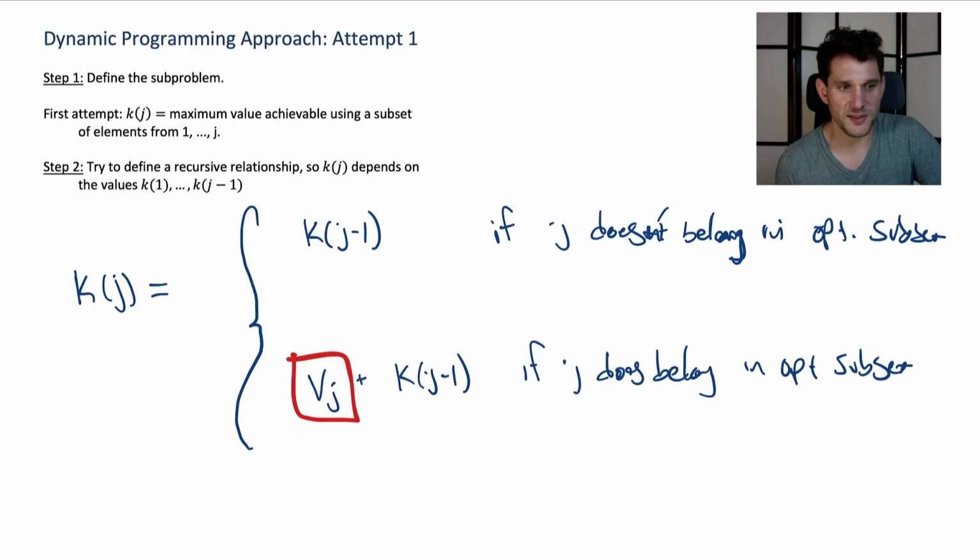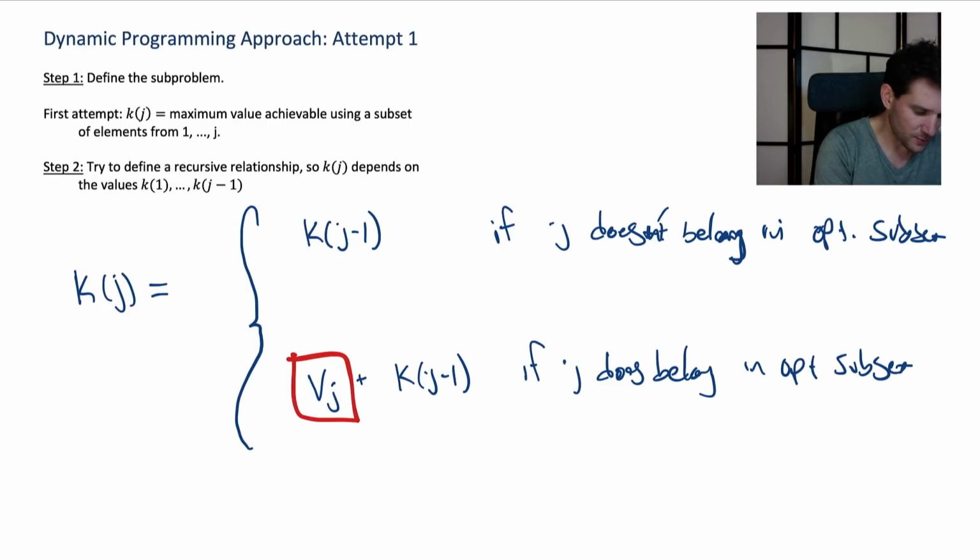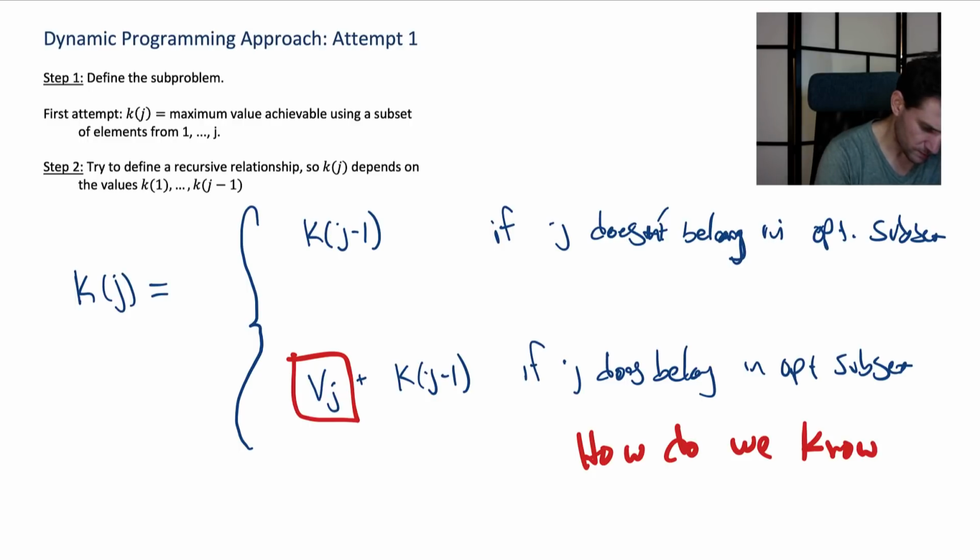The problem with this case is that k of j doesn't tell us how much budget we've used up and whether there's any room left. So how do we distinguish between these two cases? Notice that there's this issue. How do we know which case we're in?